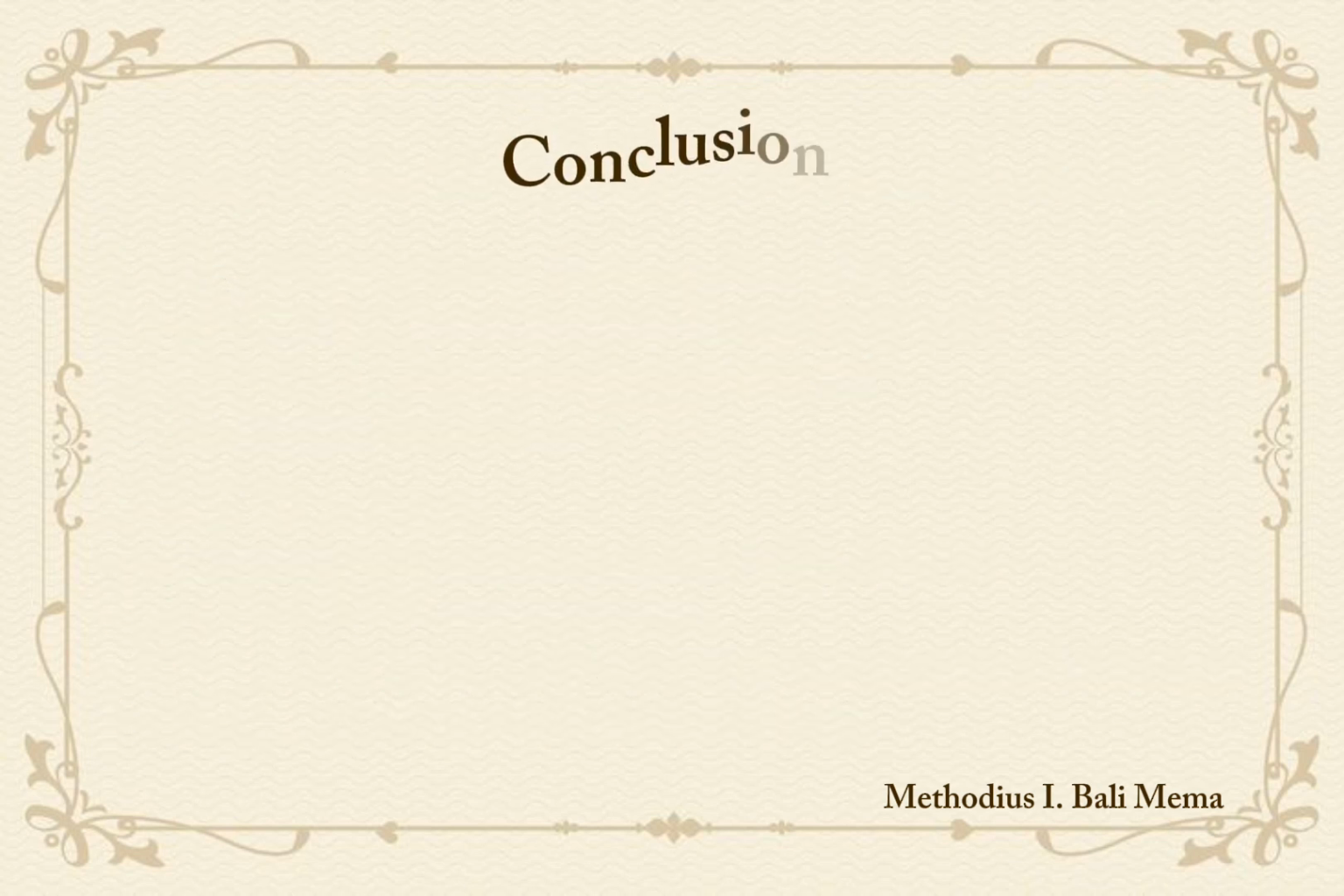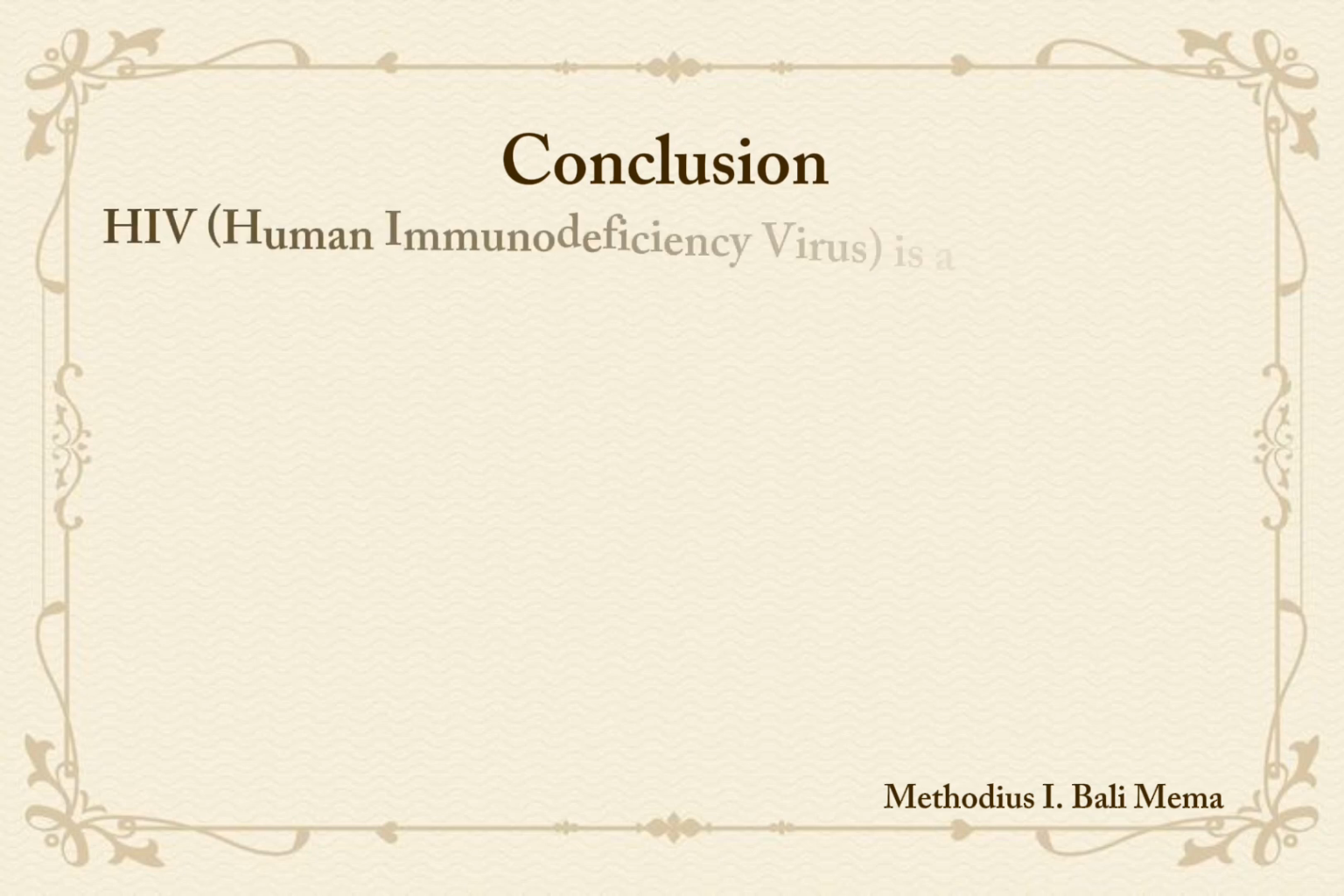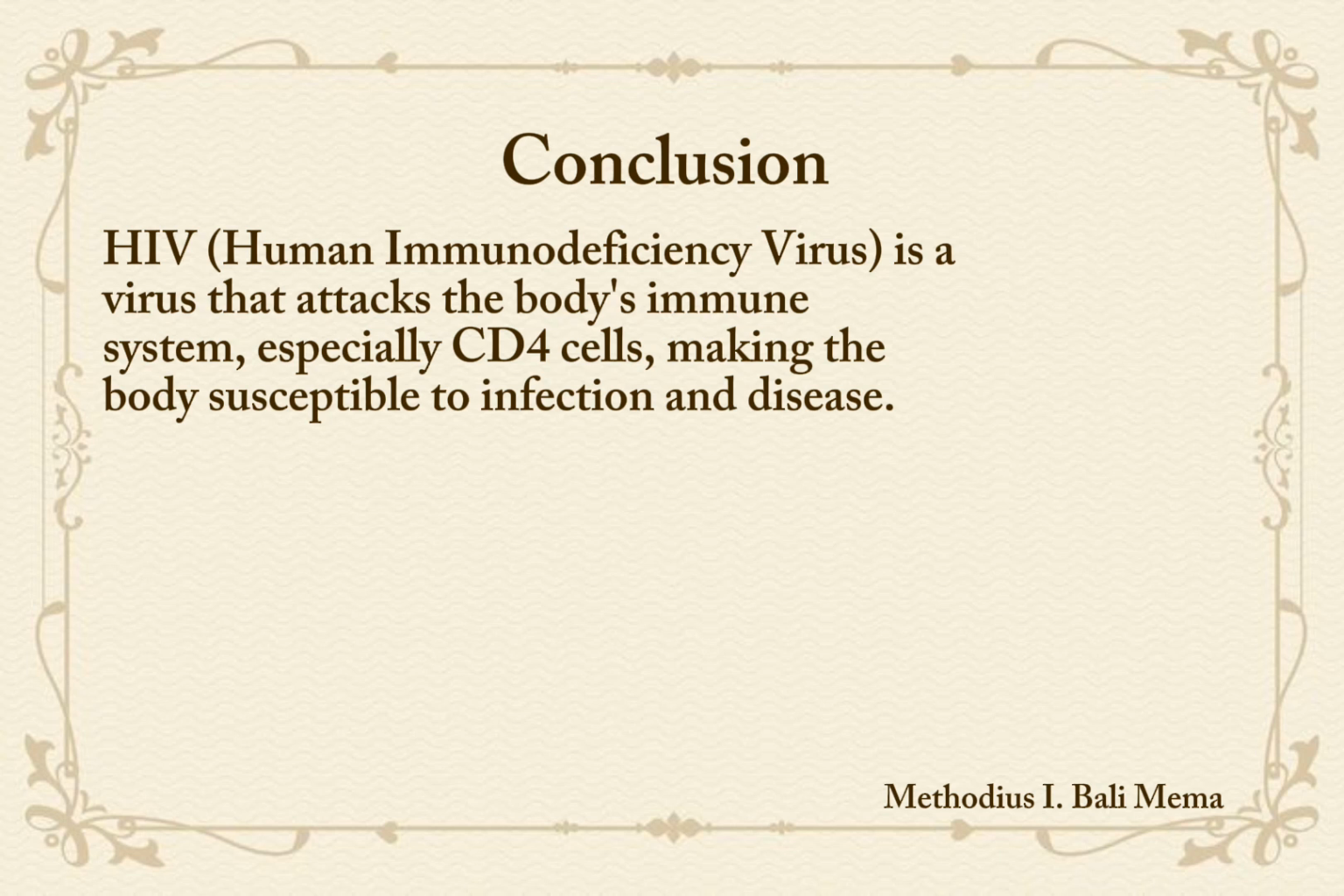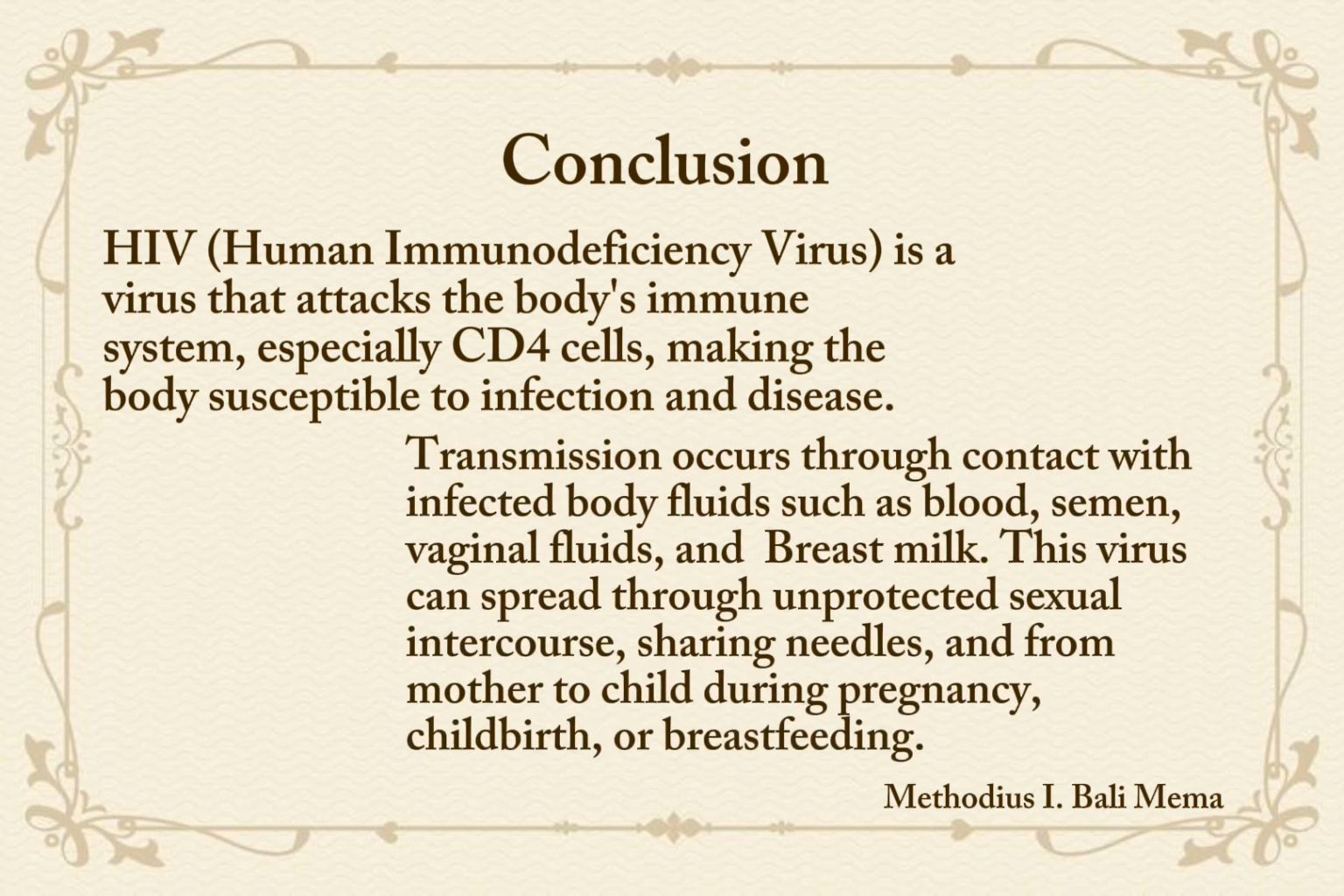From the previous explanations, it can be concluded that HIV, or human immunodeficiency virus, is a virus that attacks the body's immune system, especially CD4 cells, making the body susceptible to infections and disease. Transmission occurs through contact with infected body fluids such as blood, semen, vaginal fluids, and breast milk.